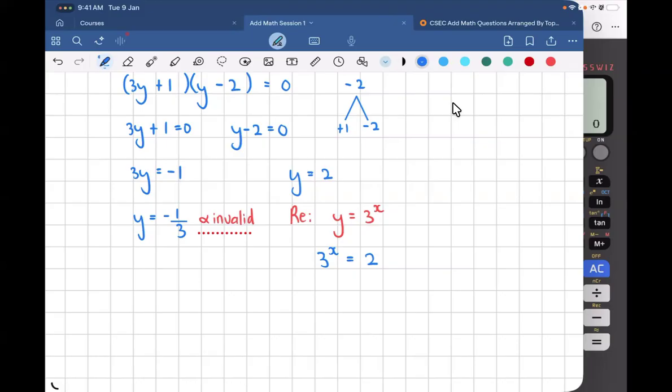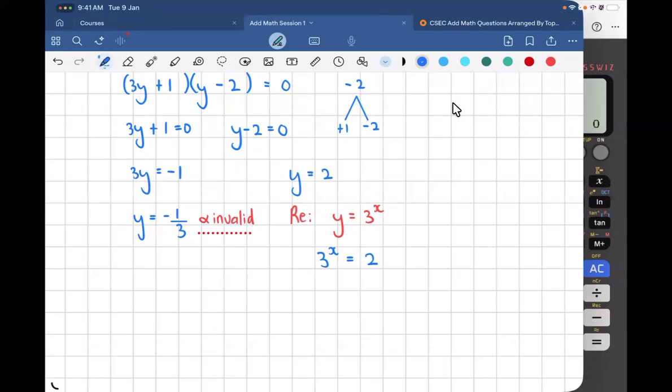But would you have known that y equal to negative 1/3 would have been an invalid solution? If I would have known, yes. Anytime you get a negative answer for y, that means it's invalid, right? Yes, sir. So the only valid solution is 3 to the power x is equal to 2.